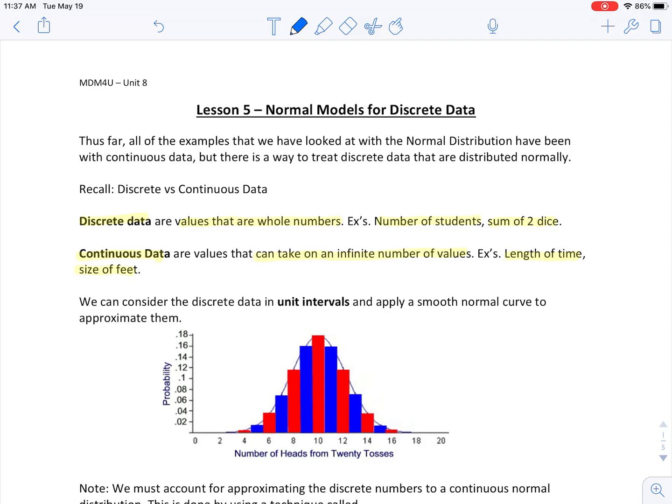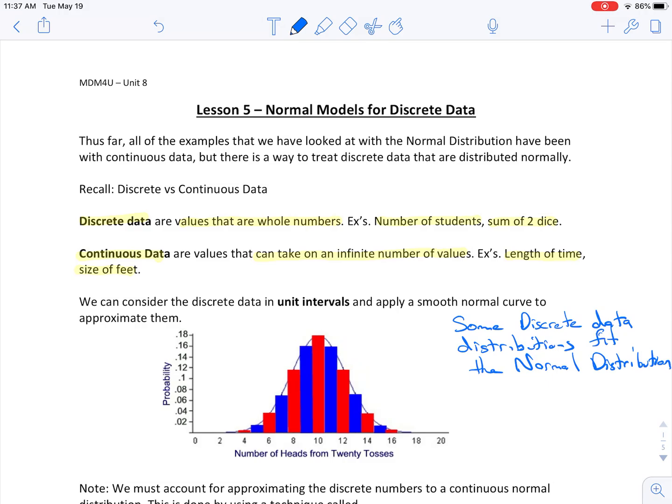What's amazing is that some discrete data situations actually fit the normal distribution. So I'm just going to write that down. Some discrete data distributions fit the normal distribution. And as we learned, because you can describe the normal distribution by its mean and the standard deviation, you can do all kinds of predictions about probabilities when they fall within that normal distribution.